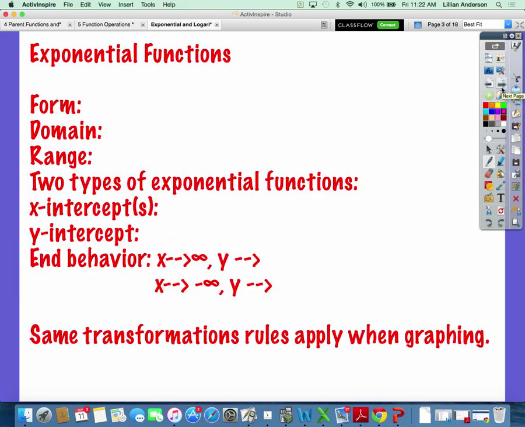Reviewing exponential functions. Let's start with the form. How do you know you're dealing with an exponential function over something else? What is the general form? I know y equals ax squared plus bx plus c is a quadratic. y equals ax plus b is linear. That's one specific. I want a general exponential.